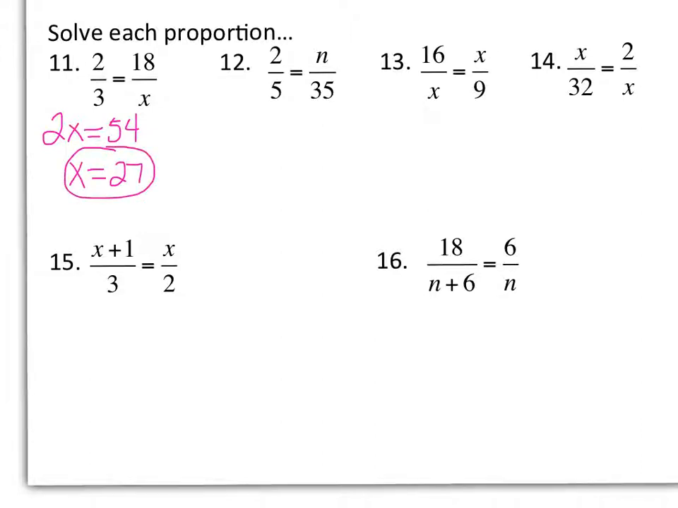In number 12, again, taking the cross product, so 2 times 35 is 7, and then 5 times n is 5n. Divide both sides by 5, and 14 equals n.